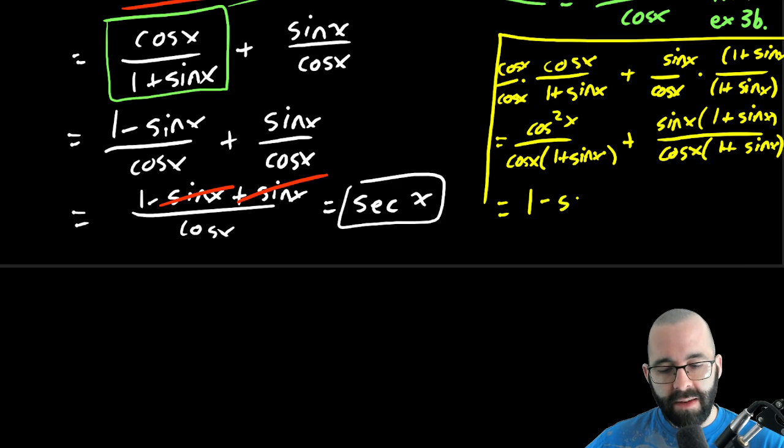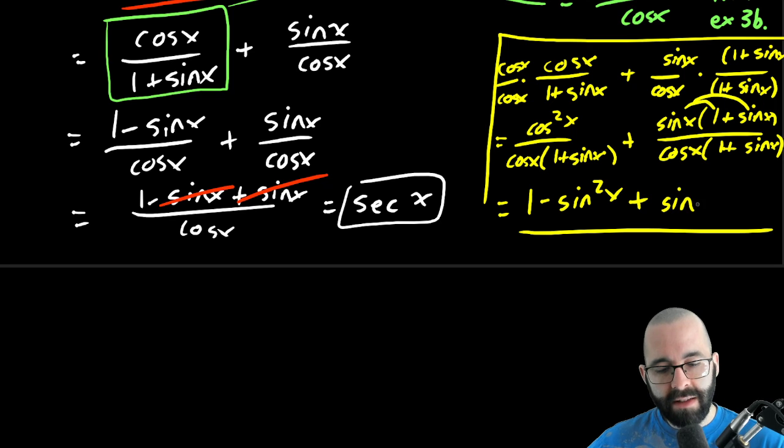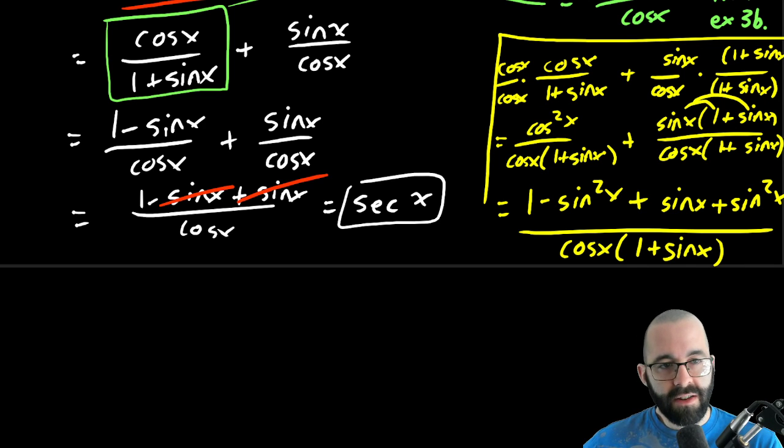Cosine squared of x is the same as 1 minus sine squared of x. Let's distribute this guy as well. We'll get sine of x plus sine squared of x. The bottom is still the same. In general, it's a good idea to leave your denominators factored. And then, of course, minus sine of x.